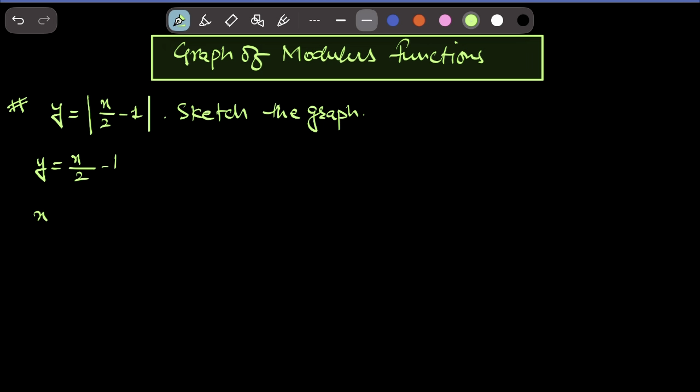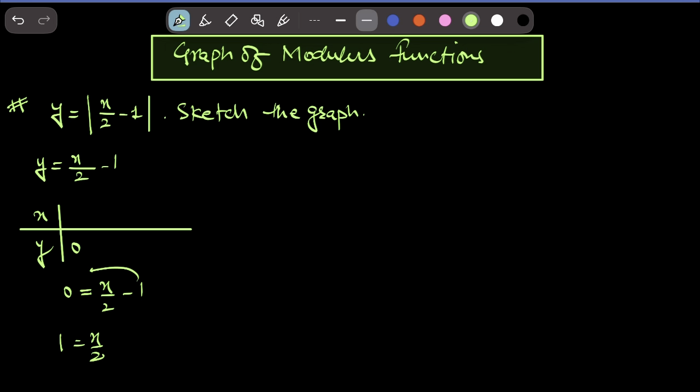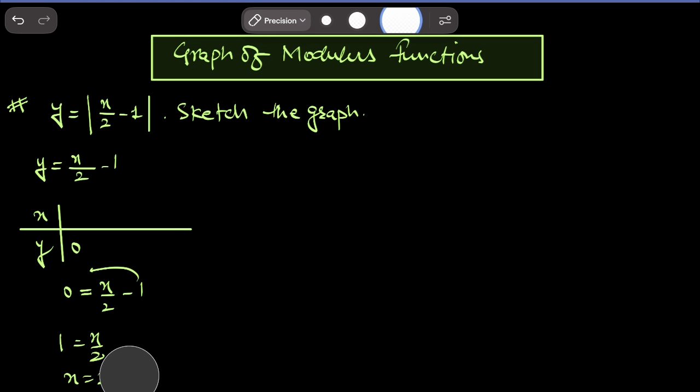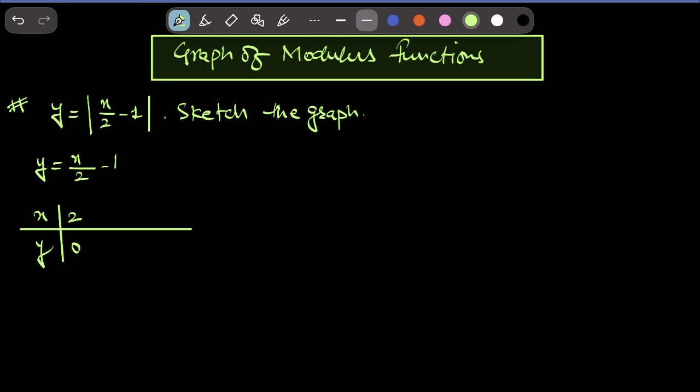So I will be taking a few points. I will take the first value of y as 0. So if I take y equals 0, I will be getting 0 equals x over 2 minus 1. That gives you x over 2 equals 1. This 1 will move to that side. So finally you will get x equals 2. This working is not required to be shown, but we are getting x equals 2.